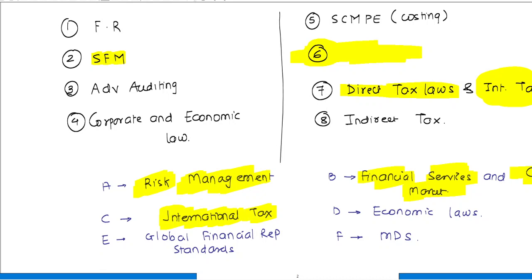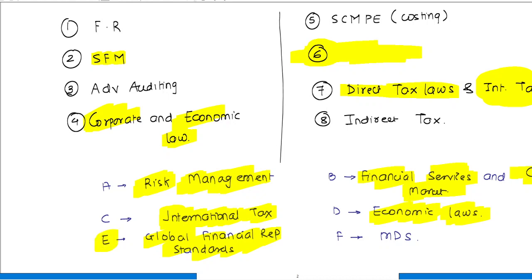Then we have a subject called corporate and economic law. If you are more interested in law or if you love to do law, then you can go for option D, that is economic laws. Option E is global financial reporting standards. If you like financial reporting, the Indian accounting standards or the international financial reporting standards, and want to do them in depth, then you can go for global financial reporting standards, that is option E.